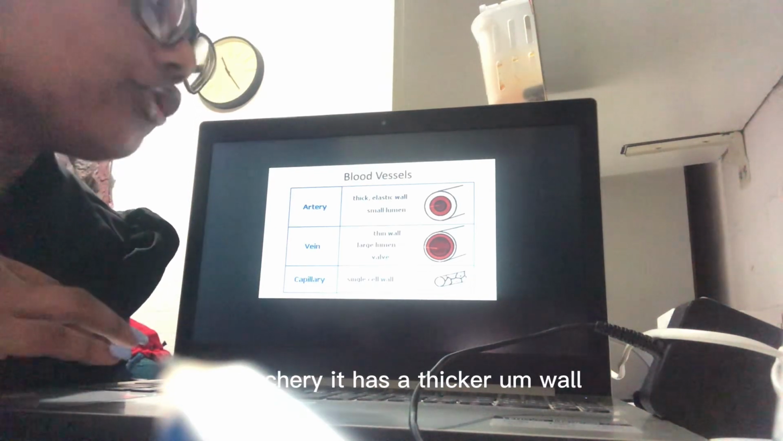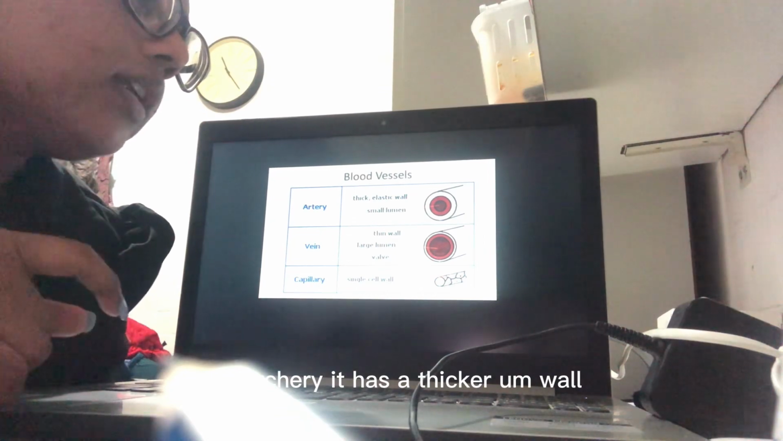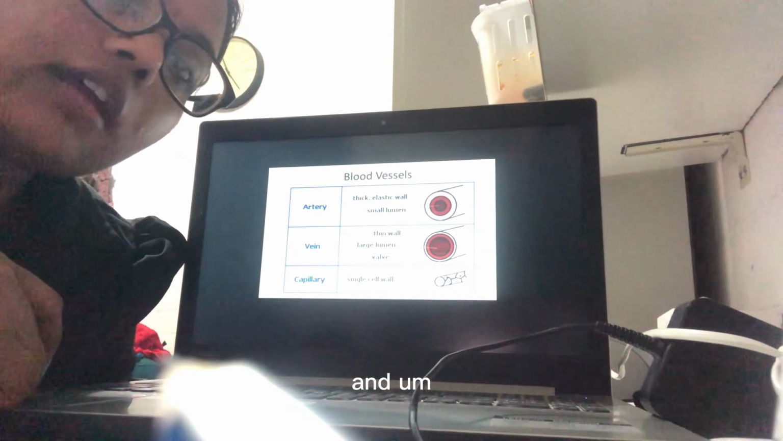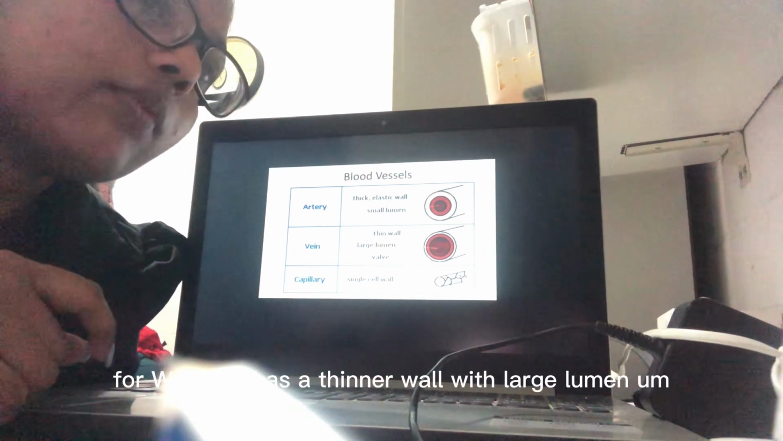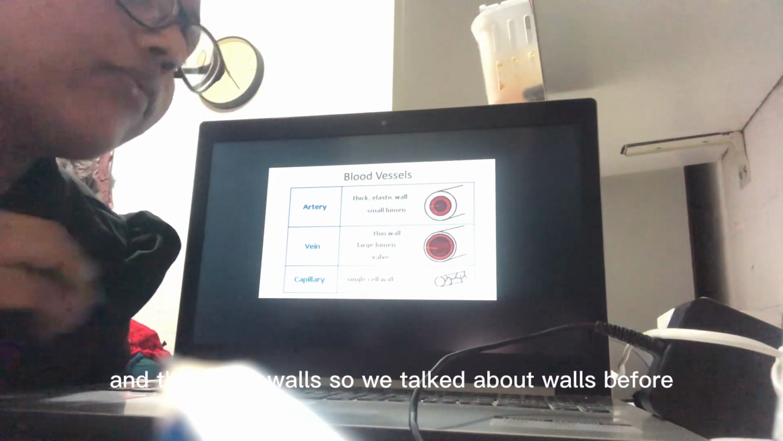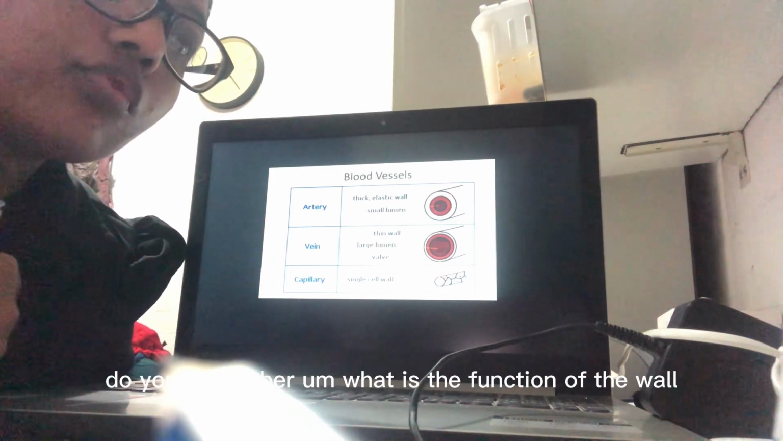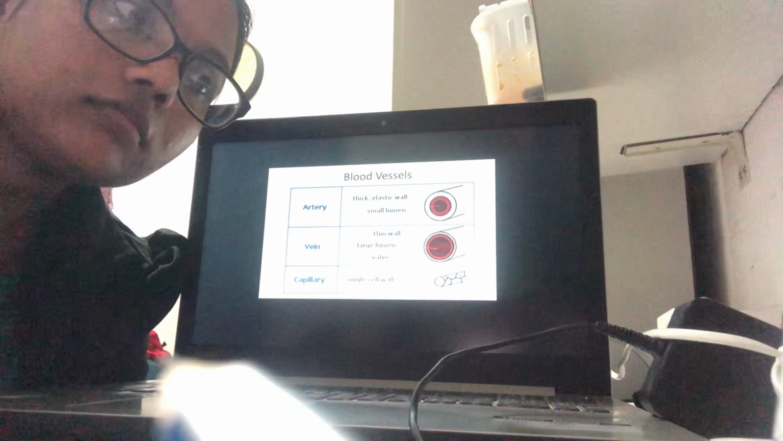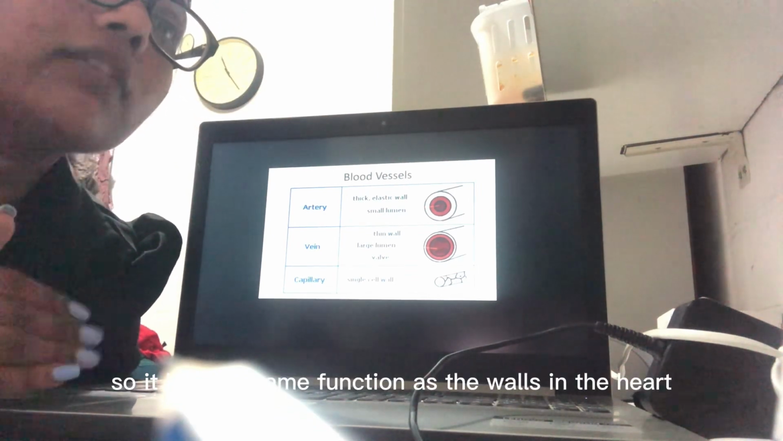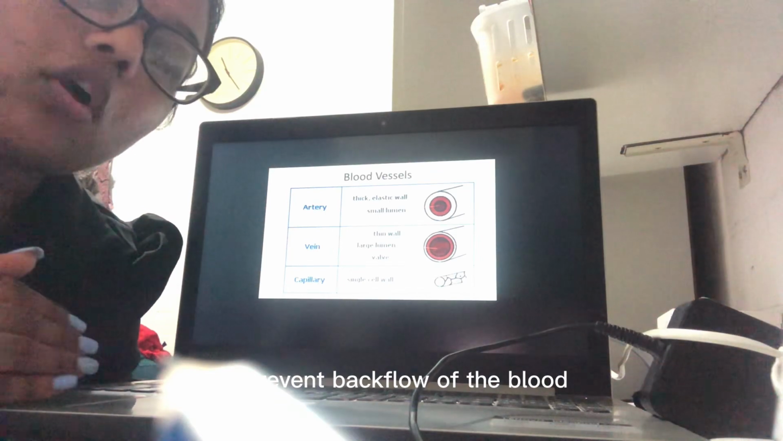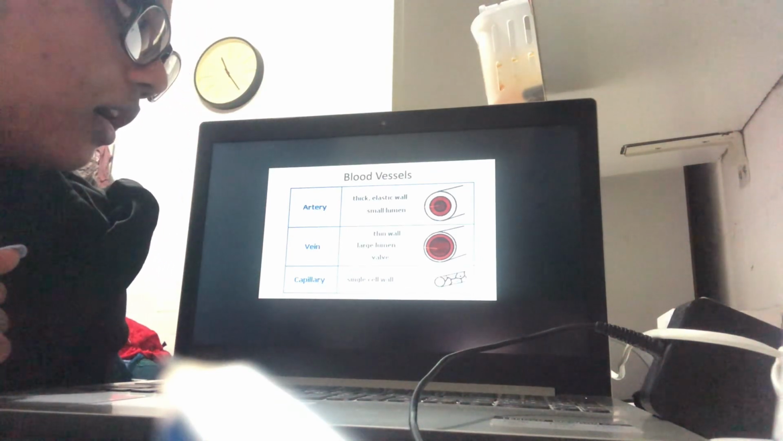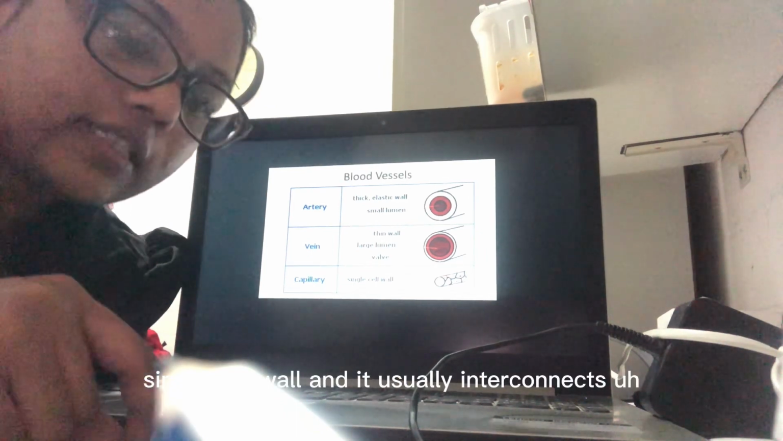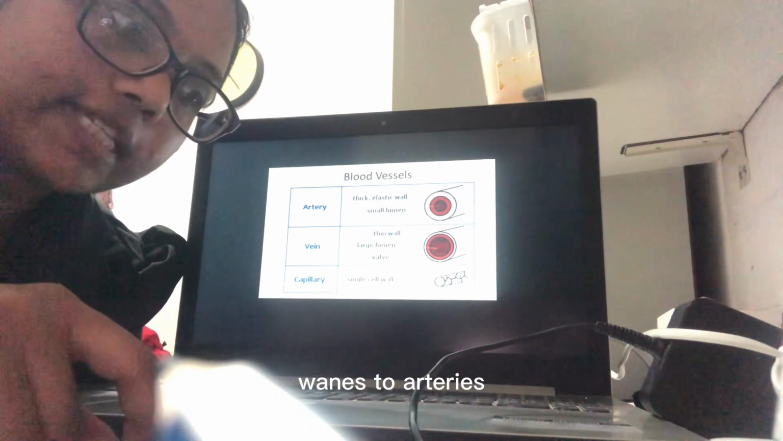In terms of features, they are different as well. For example, the artery has a thicker wall with a smaller lumen, and it has an elastic wall as well. And the vein has a thinner wall with a large lumen, and they have valves. We talked about valves before. Do you remember what the function of the valve is? It has the same function as the valves in the heart, to prevent backflow of the blood. As for capillaries, they have a single cell wall, and they usually interconnect veins to arteries.